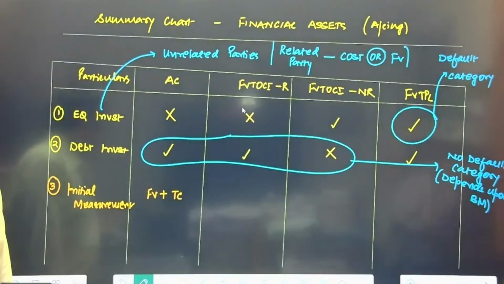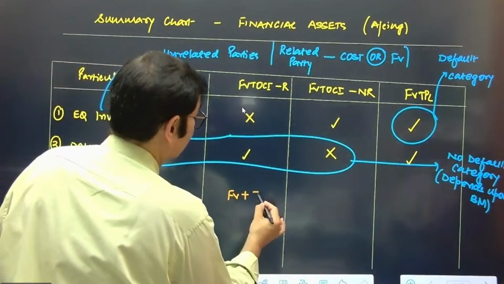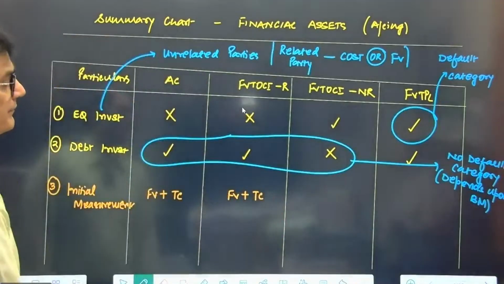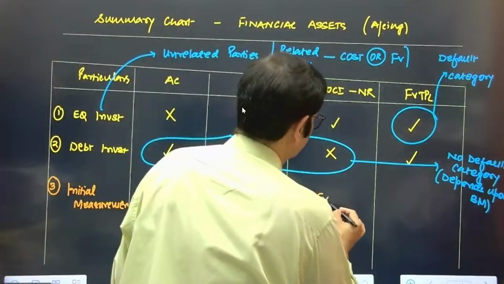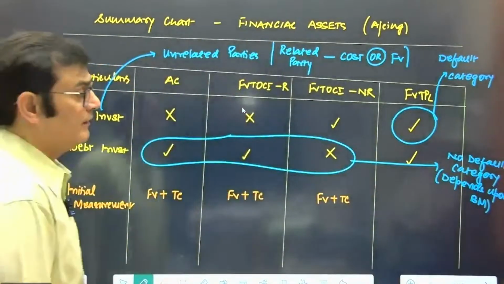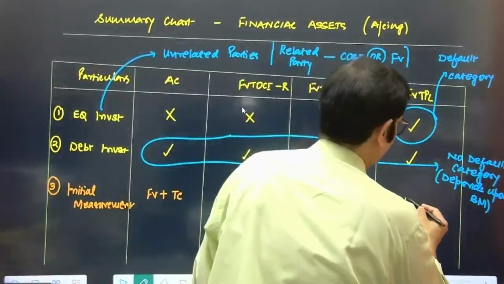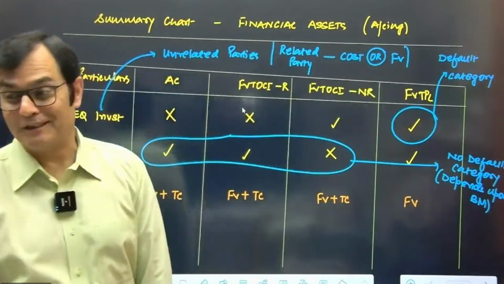FVTOCI, FV plus TC. Wonderful indeed. And FVTOCINR, FV plus TC. Wonderful indeed. And what about FVTPL? Only fair value, a transaction cost will be debited to P&L. Wonderful indeed. I think you're very well prepared for the answers. I like it.